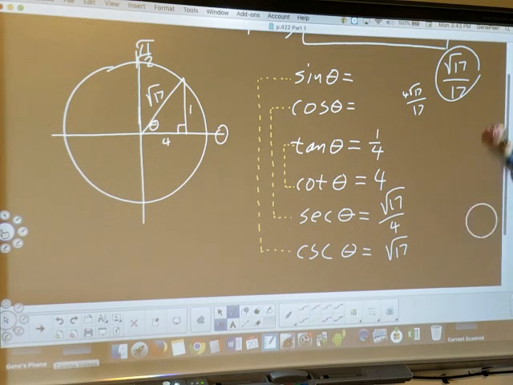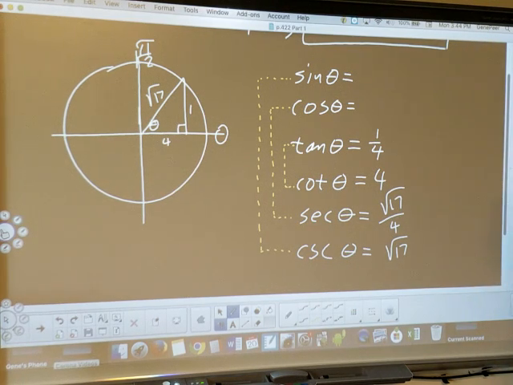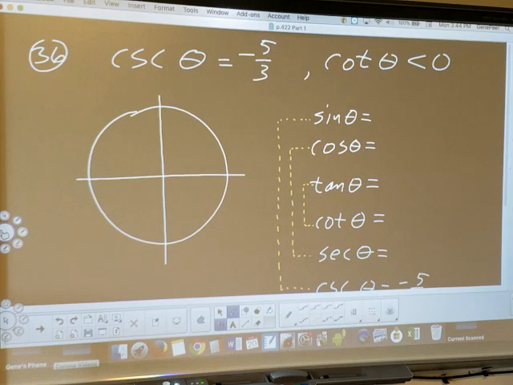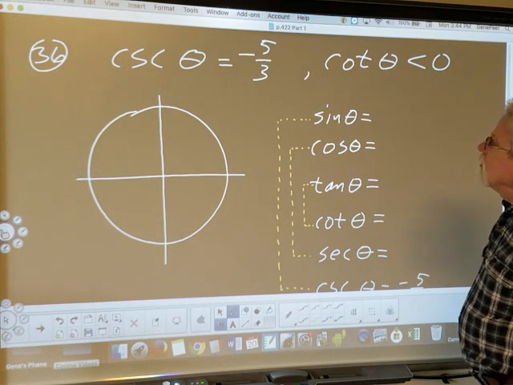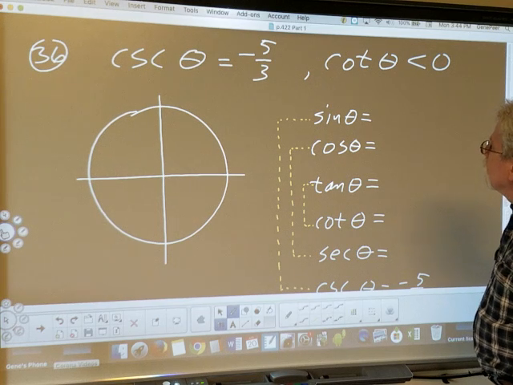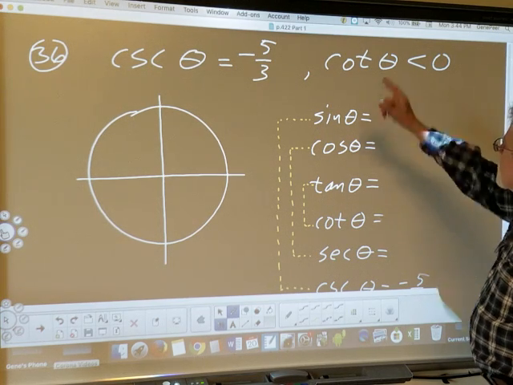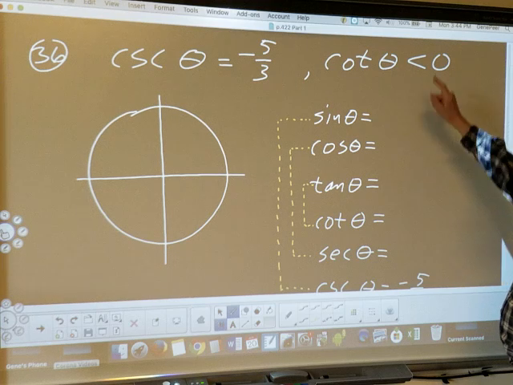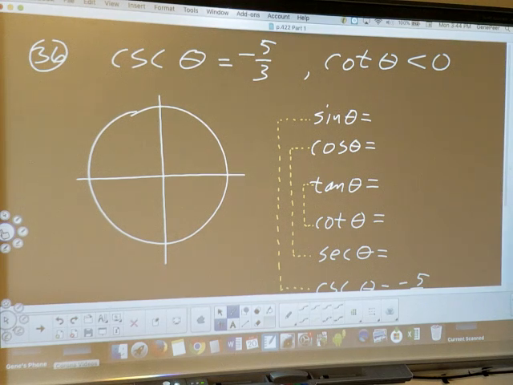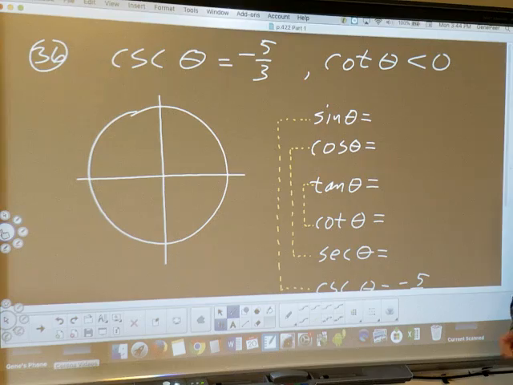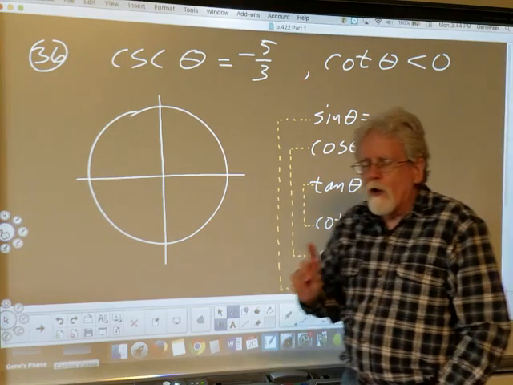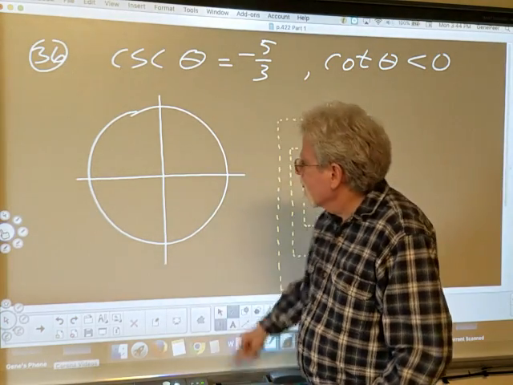All right, we move on to number 36. This time we're told the cosecant is -5/3. And we're told that cotangent is negative. Oh. Well, if cotangent is negative, cotangent's reciprocal must also be negative, so tangent is negative. Now we can make use of our old friend, all students take chemistry.